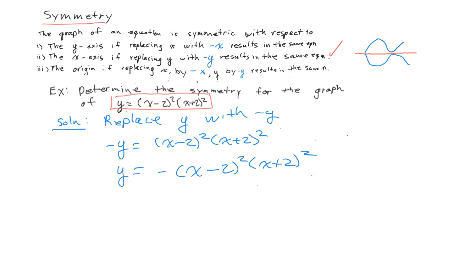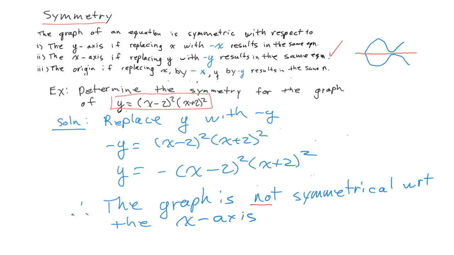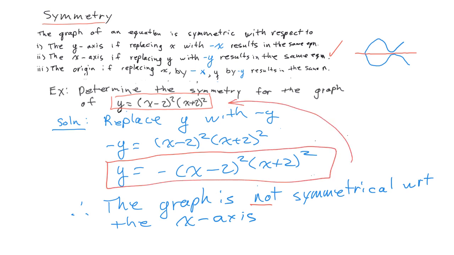And that's a problem because we cannot get rid of that minus sign. Therefore, the graph is not symmetrical, because we cannot physically change this equation that we have as our final solution for y to make it look like our original equation back here. So therefore, the graph is not symmetrical with respect to the x-axis.